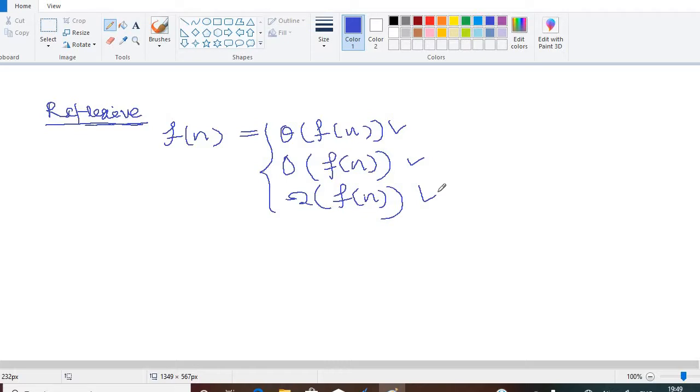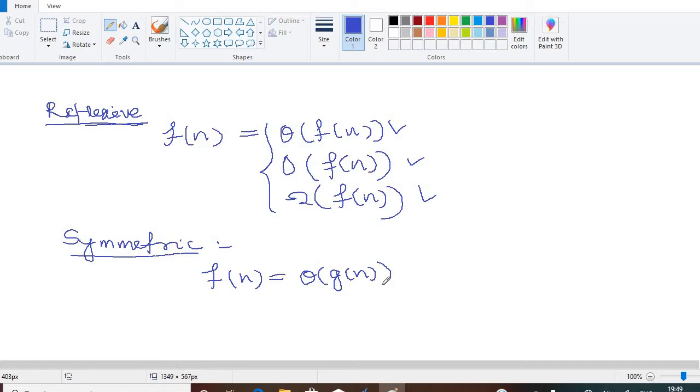So now the symmetric property. Okay, the symmetric property is, if we have some f(n) that is equal to theta of some other function g(n), then we can write g(n) is equal to theta of f(n). This is true only for the theta notation.